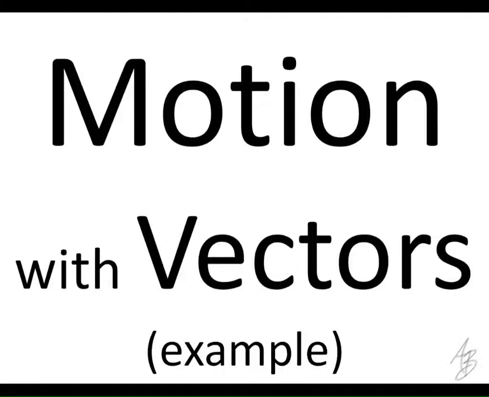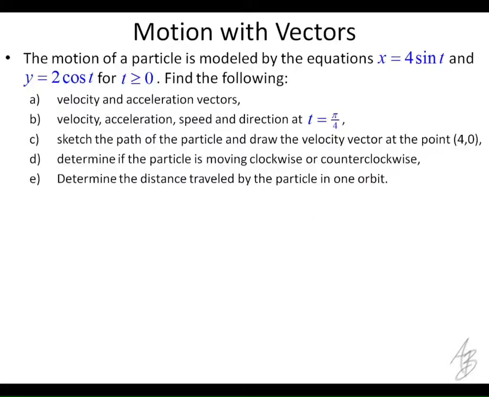So in this example here, we're going to have the motion of a particle that's defined parametrically. So we have the motion of a particle modeled by the equations x equals 4 sine of t and y equals 2 cosine of t. And those are valid for any value where t is greater than or equal to 0. And there's 5 things that we want to do here. Actually more than 5 because some of them are multi-part. So we want to find vectors, acceleration, and velocity vectors.